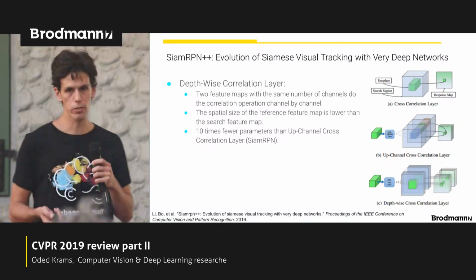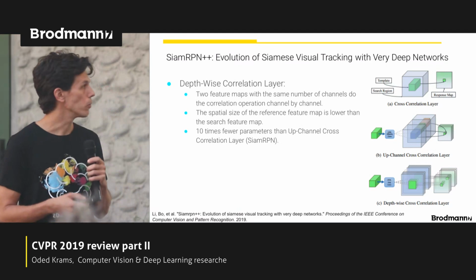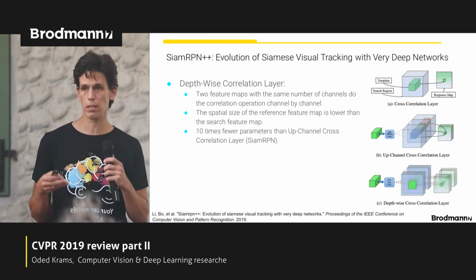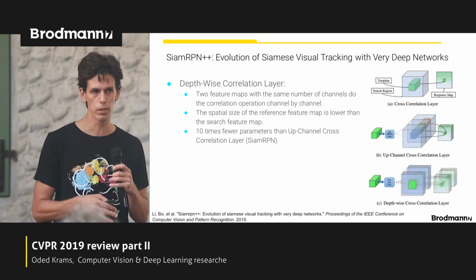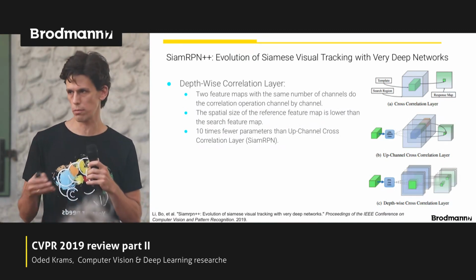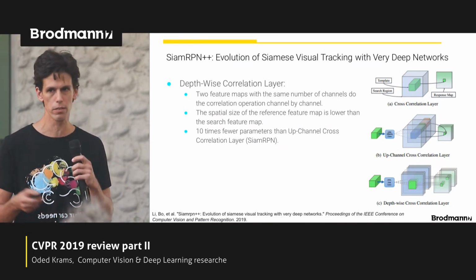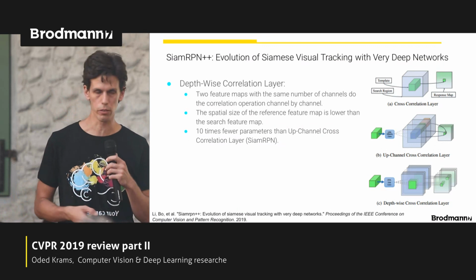So what is the depth-wise correlation layer? It basically takes two feature maps, and it does a correlation channel by channel. Each channel does the correlation by itself. They don't combine between different channels as a regular convolution would do.